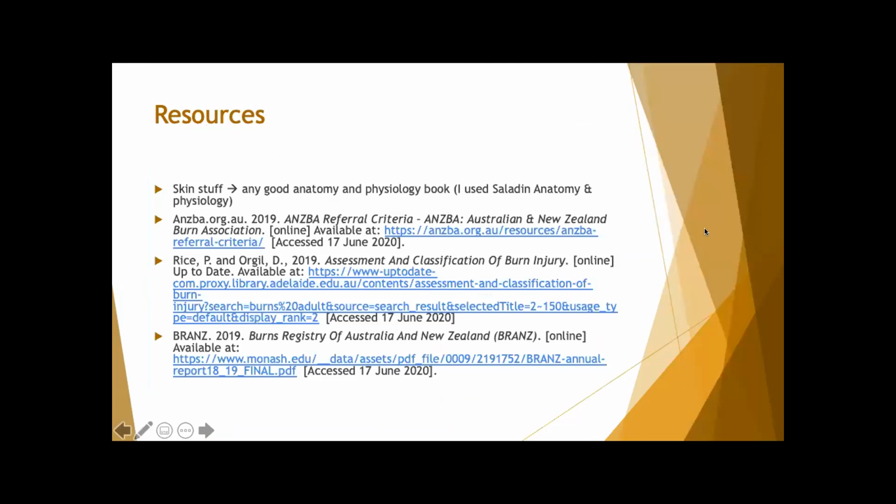So that's the end of the lecture. And I've just got some resources, probably the most useful resources to you guys, especially if you're trying to cram the night before an exam, would be UpToDate and looking at this assessment and classification of burns injury tool, because this will cover pretty much everything you need to know about burns at your level, probably even a bit beyond it. In terms of skin anatomy and physiology, any anatomy and physiology book will do. I use Saladin's Anatomy and Physiology and really like that book, so by all means.